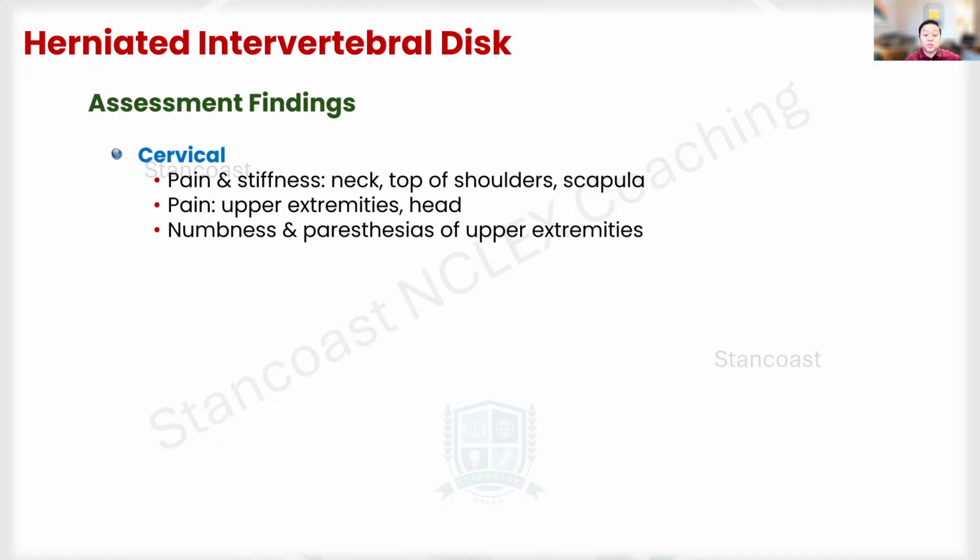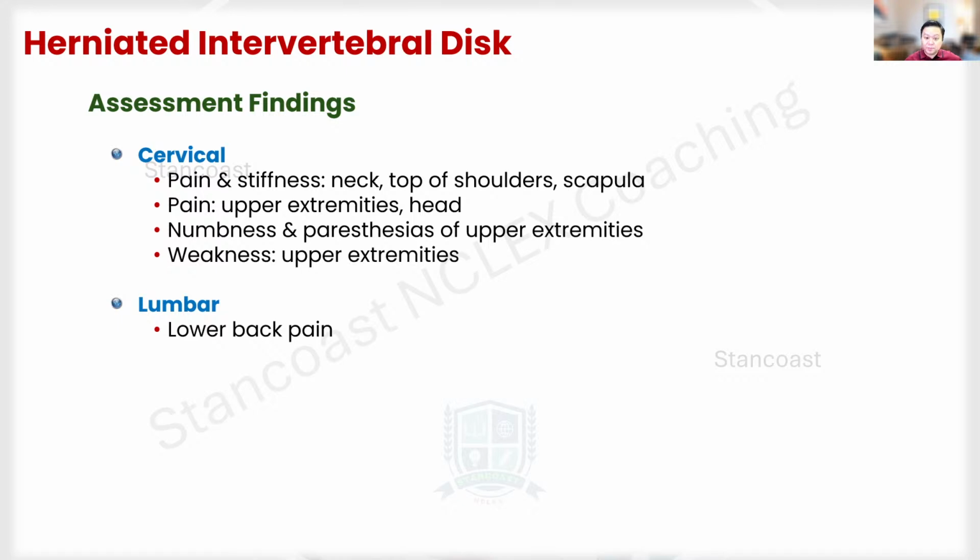Now, taking a look into the weakness whenever there is a cervical intervertebral disc herniation, again, this is more noticeable in the upper extremities as well. Now, as we transition into the lumbar herniation, take note, guys, that the manifestations here will be mostly towards the lower back. The patient will be complaining of that back pain, and the pain will also radiate into the legs. This is what we refer to as sciatica.